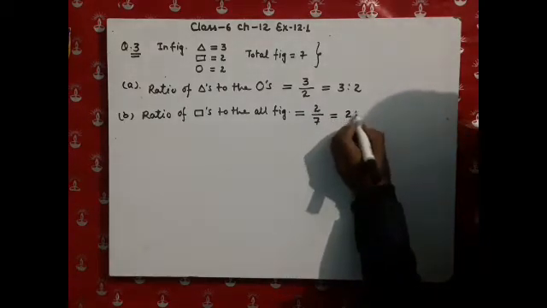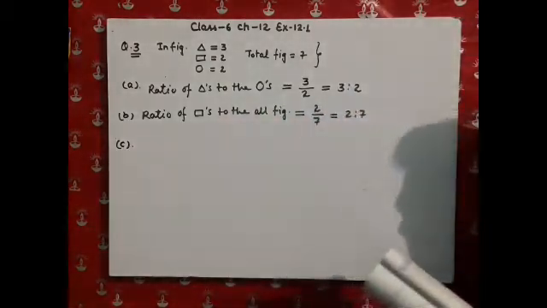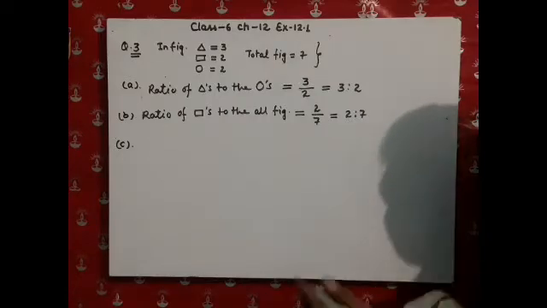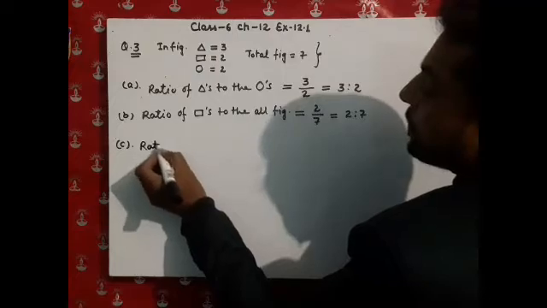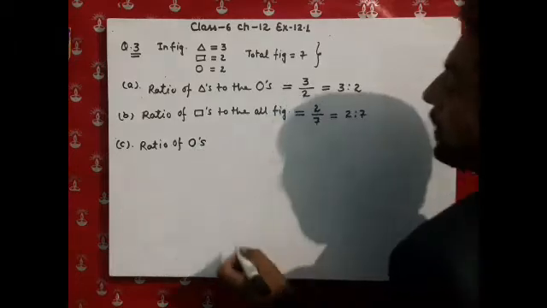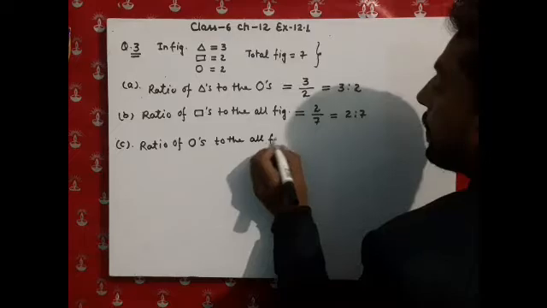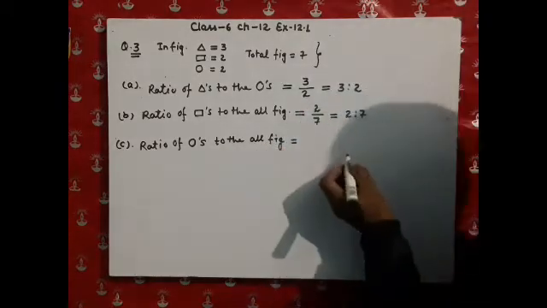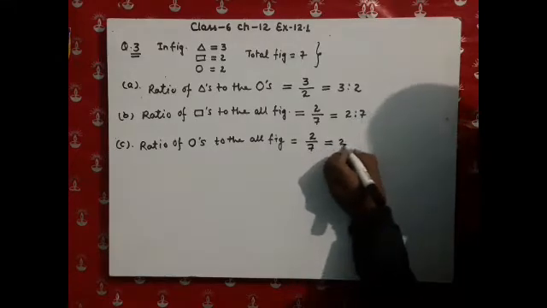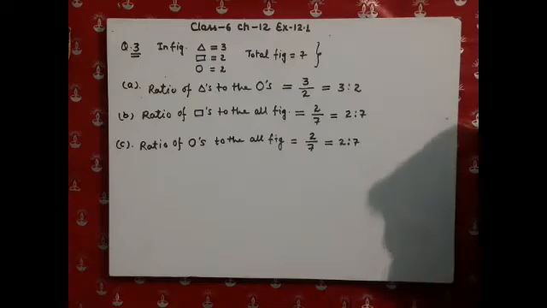So ratio will be 2:7. Now going to the C part. Here in the C part, it is given the number of circles to all the figures inside the rectangles. So ratio of circles, whatever the circles are given, to all figures. So here circles are given 2 and all figures are given 7. So again ratio will be 2:7. So this is the solution of question number 3.